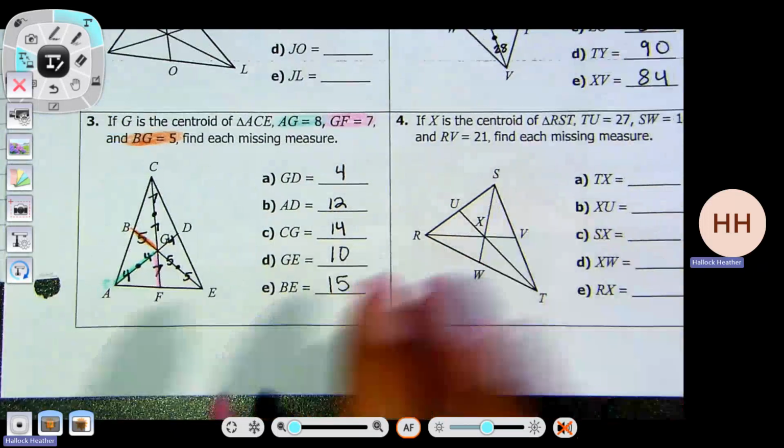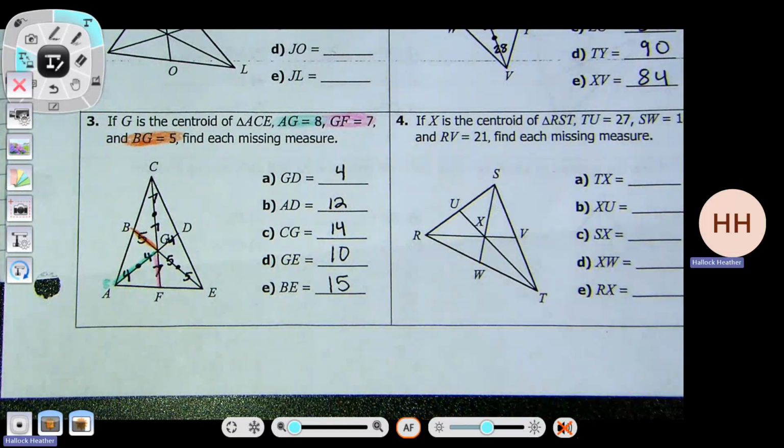This is a lot better than last week. There's no Pythagorean theorem, which is nice. You like the Pythagorean theorem? People are like really struggling.